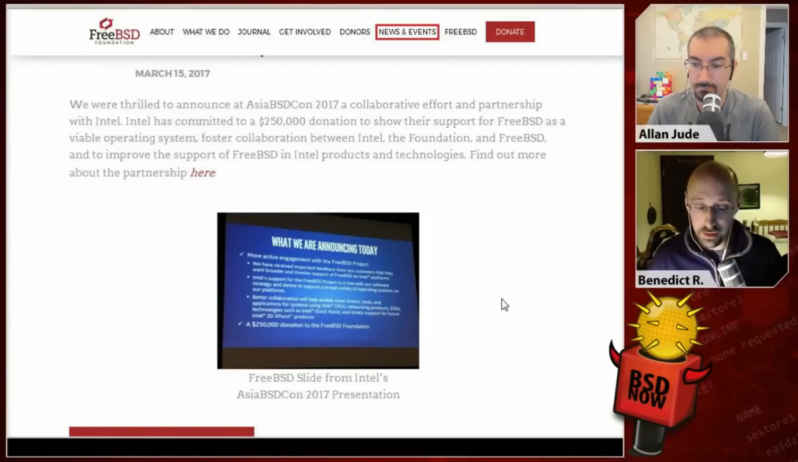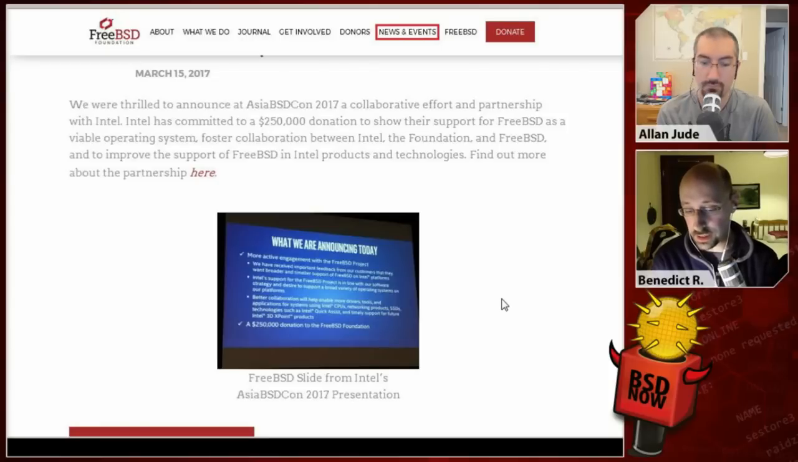Things that are planned for the future include timely support for the Intel 3D XPoint products. Yep, that's the Optane stuff that's just started shipping now.